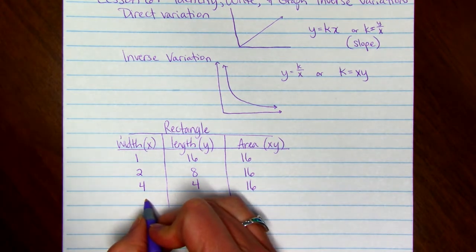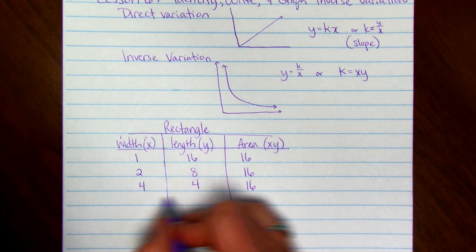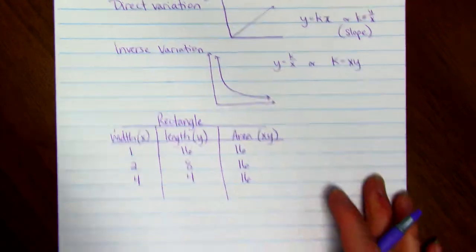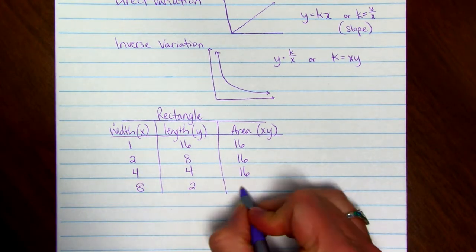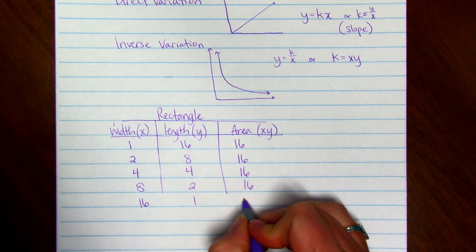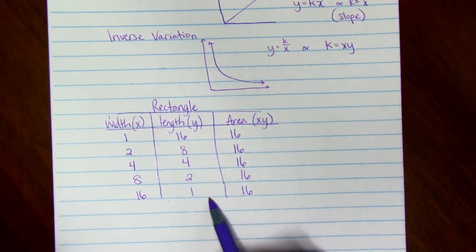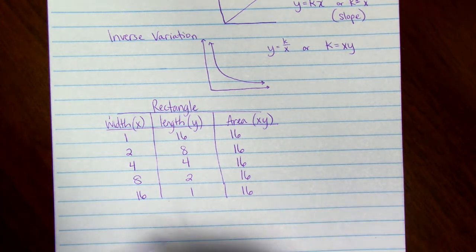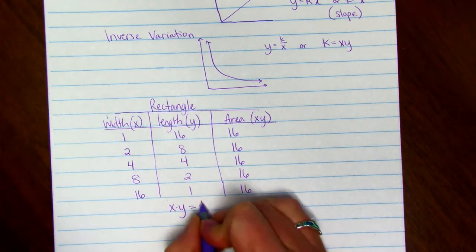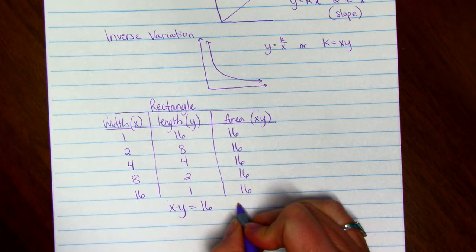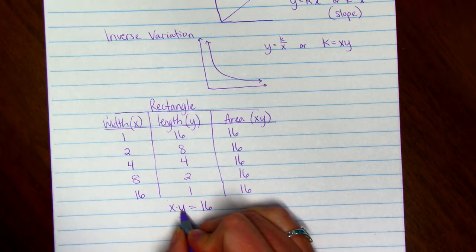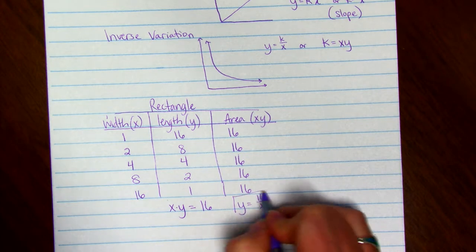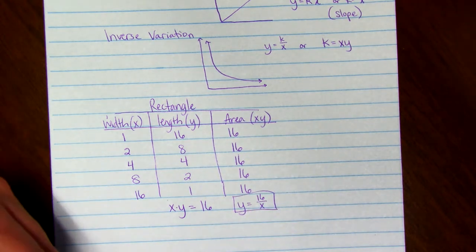Would it make sense to make the width 8 and the length 2? That's going to still be the same rectangle. So we could switch it and say, if x is 8, then y has to be 2. And if x is 16, y has to be 1. Notice this gives an inverse variation, because when we multiply x and y, we get the same number every time. So what we found was x times y equals 16. And if we solve for y here, we get y equals 16 over x. That would be our inverse variation equation.